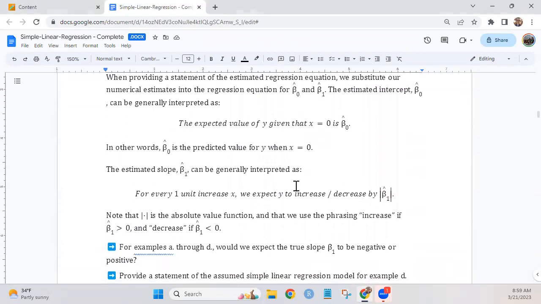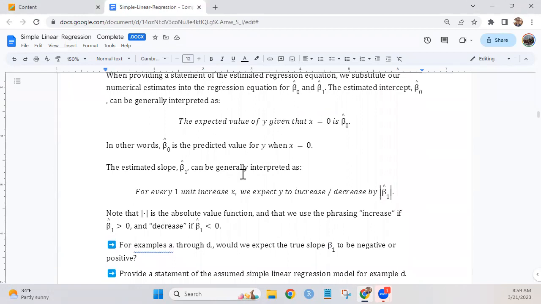And for beta 1 hat, the estimated slope, we generally interpret that as for every 1 unit increase in x, we expect y to increase or decrease by this amount. And I have absolute value of beta hat 1 here. This is similar to confidence intervals, how we've talked about in interpretations. We don't like to use negative numbers. So if it's -5, you'll just say decrease by 5. And if it's +3, you'll say increase by 3, rather than using negative numbers in interpretations.